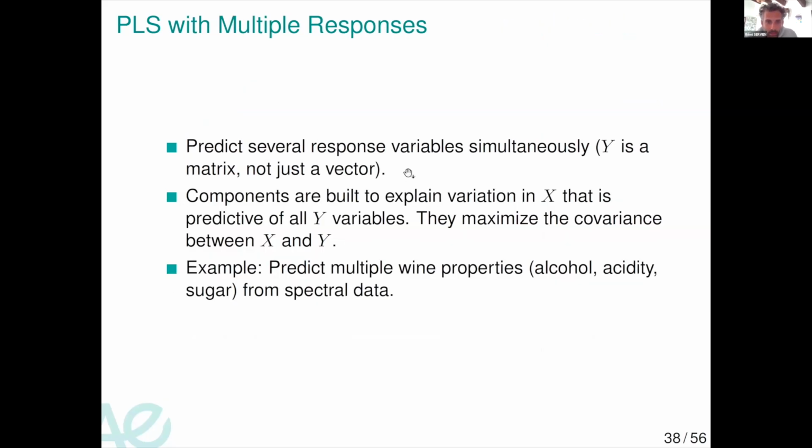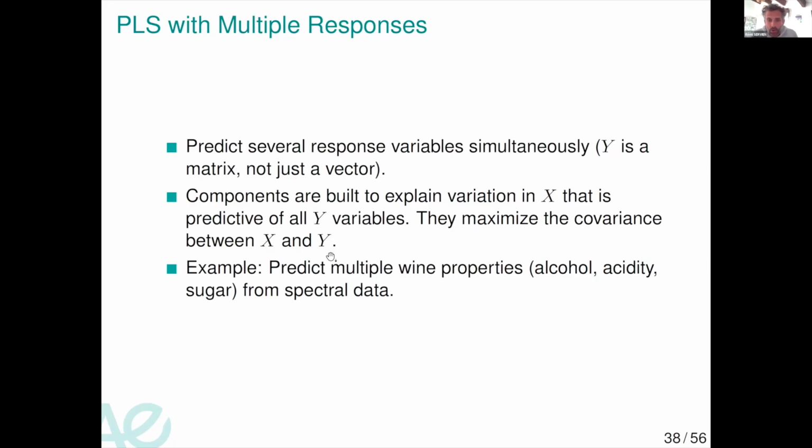So as I said, you could also have the same kind of results where Y is not only a vector but a matrix, so with several variables. And so the different components are built to explain the variation in X that are predictive of all the Y variables. So they maximize the covariance between X and Y.